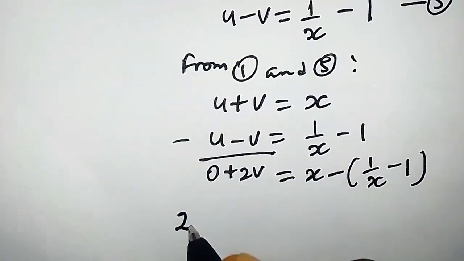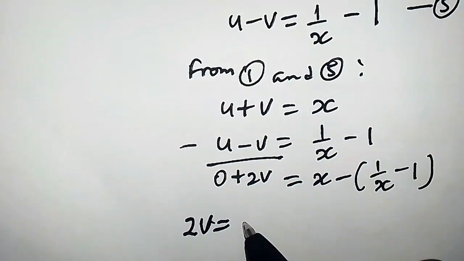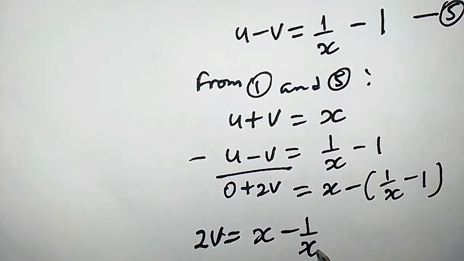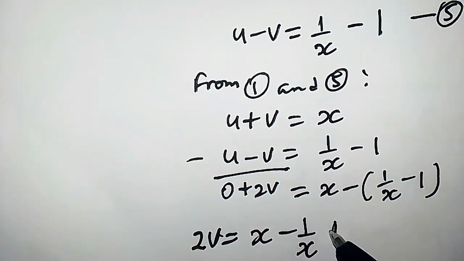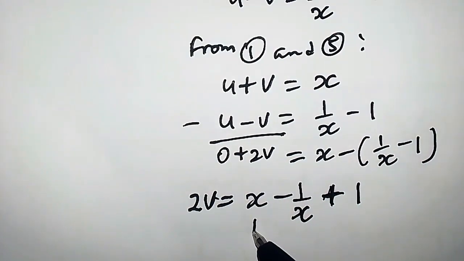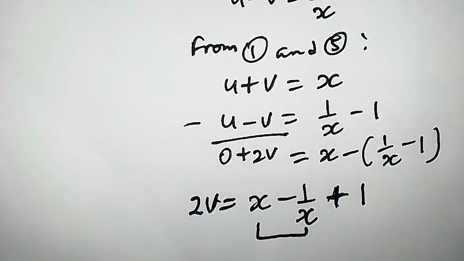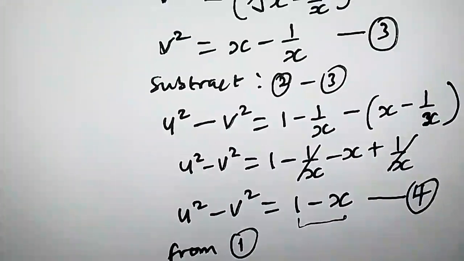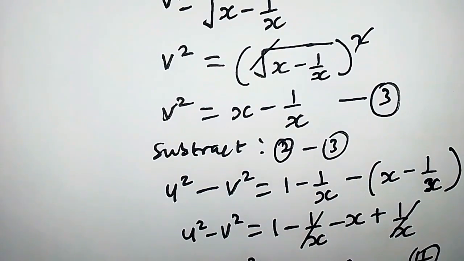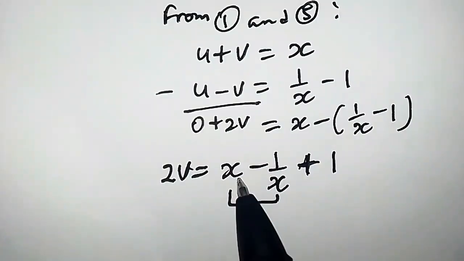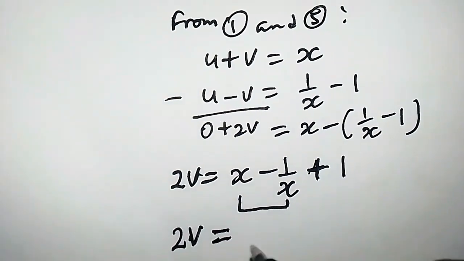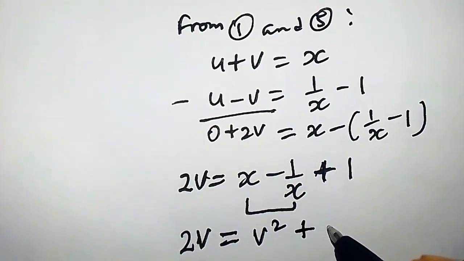So we have 2v equals x minus times 1 over x, that is negative 1 over x, minus times 1, that is plus 1. You will observe that this guy, x minus 1 over x, looks familiar. That is exactly what we have here. Equation 3, v square is equal to x minus 1 over x. So we are going to replace x minus 1 over x with v square. So we're going to have 2v equals v square plus 1.